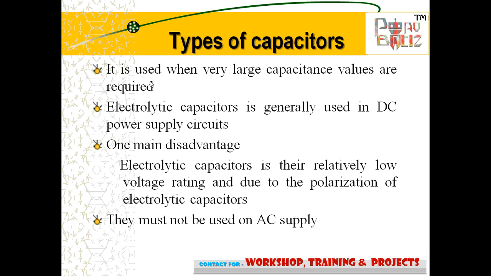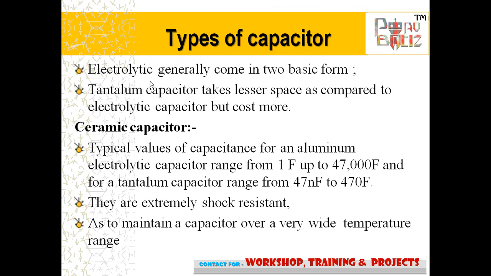Types of capacitor. It is used when very large capacitance values are required. Electrolytic capacitor is generally used in DC power supply circuits. One main disadvantage is that the electrolytic capacitor has relatively low voltage, and due to the polarization of the electrolytic capacitor, it must not be used on AC supply.